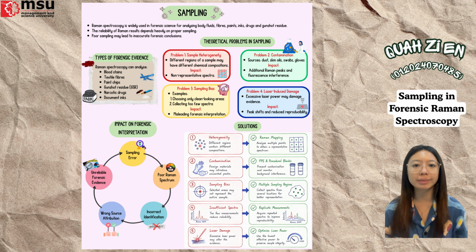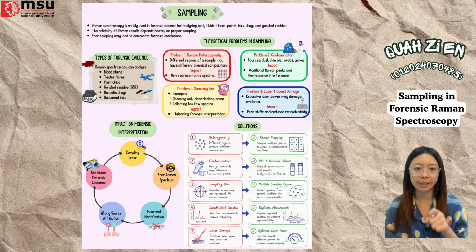This sampling problem directly affects the forensic interpretations. As shown in the flow diagram, sampling error may produce poor quality Raman spectra, leading to inaccurate identifications, false source attributions, and ultimately unreliable forensic evidence.